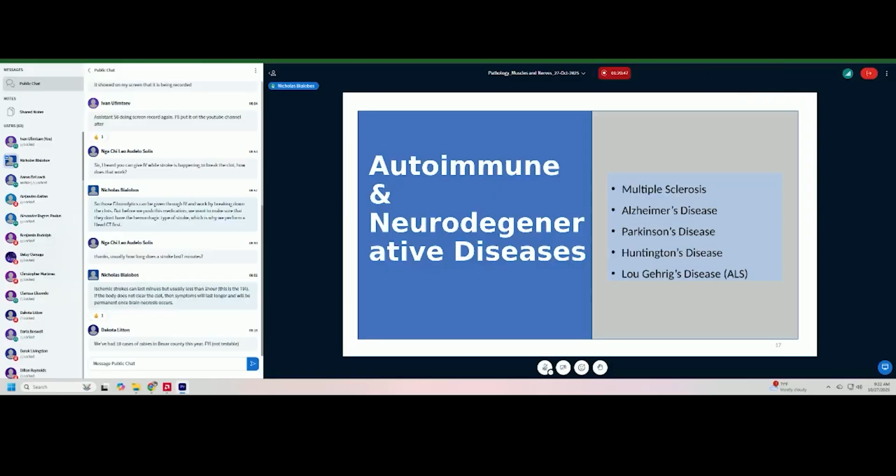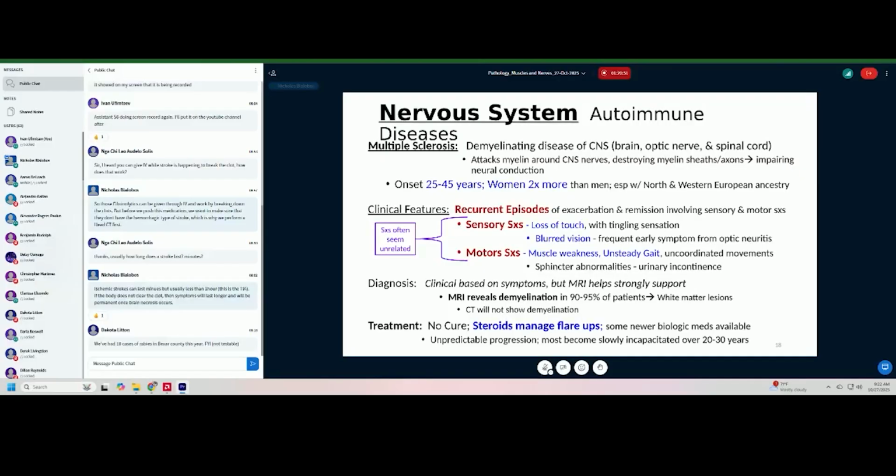All right. So autoimmune and neurodegenerative diseases. Okay. So multiple sclerosis. This is a problem. It's an autoimmune issue where our immune cells start to destroy the myelin that's around nerve cells, around the axons of nerves. And those axons, they help propagate signals, right? They help us send signals to other parts of our body very, very quickly.